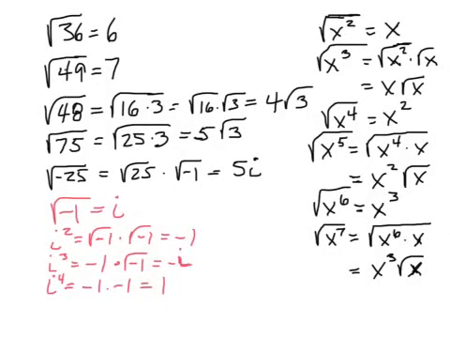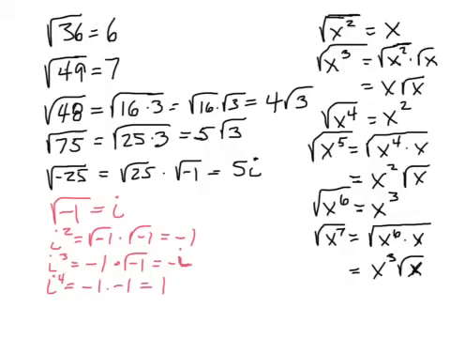As promised, here is your lesson on radicals. Most of the time, it'll be a very simple exercise. Square root of 36 is 6, square root of 49 is 7.